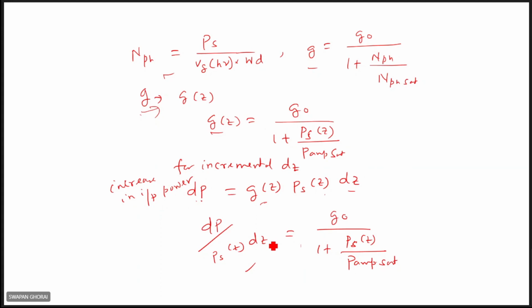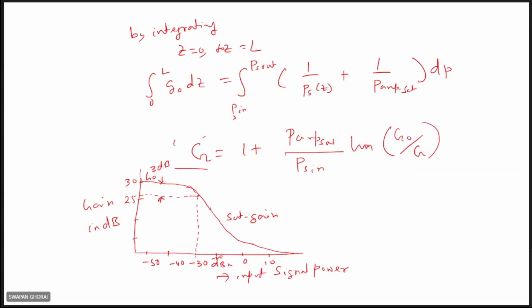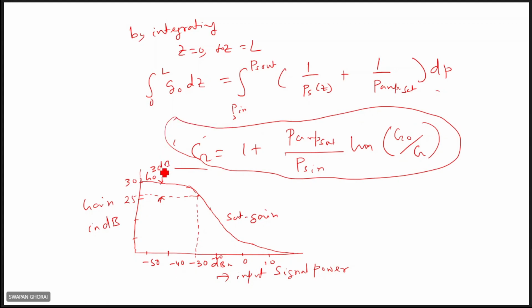Now, by integrating these things from Z equals 0 to L, we can have the total power, P_in to P_out. And ultimately the gain G will be obtained by this. That is the gain. And you see here, as I told you, even if you increase the length or the input signal power, the gain will not increase. After a certain point, you see the gain will fall.